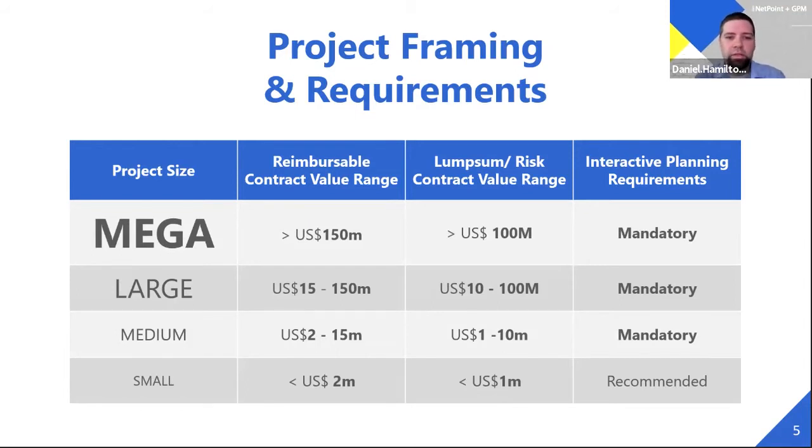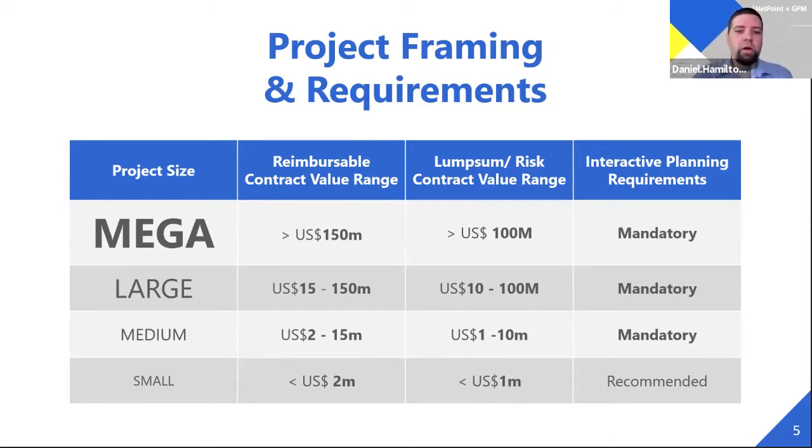Next, you'll see large projects. So this is $15 million to $150 million reimbursable or US $10 million to $100 million lump sum. These are also recommended that it is mandatory to do interactive planning sessions. And then medium projects, which is $2 million to $15 million reimbursable, $1 million to $10 million lump sum. These are also mandatory to do interactive planning sessions as well.